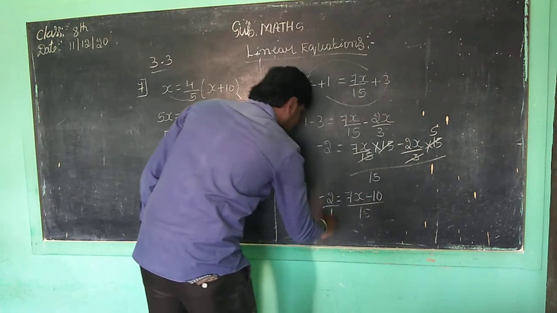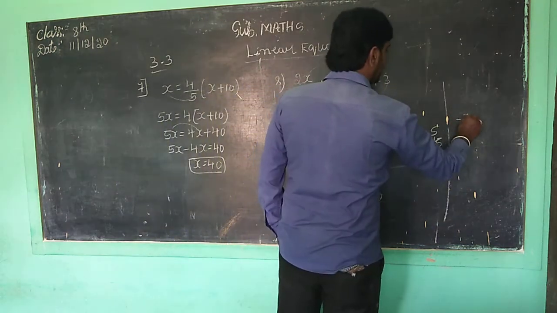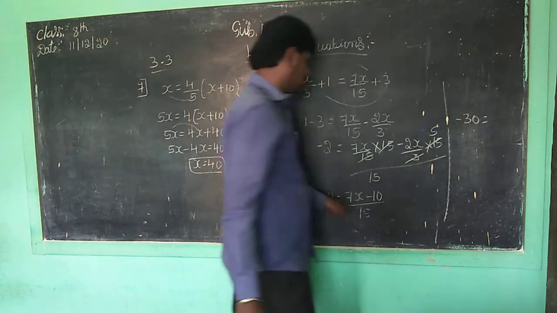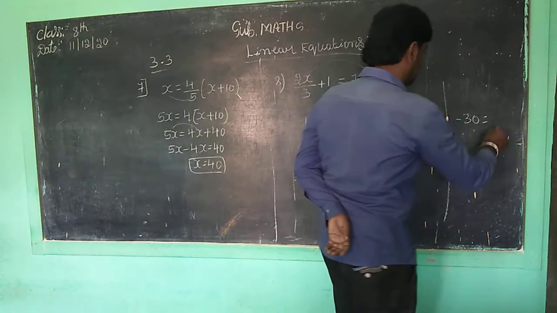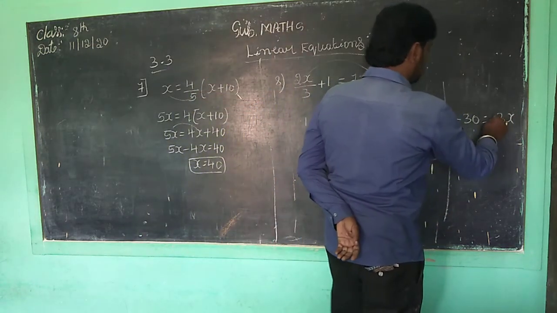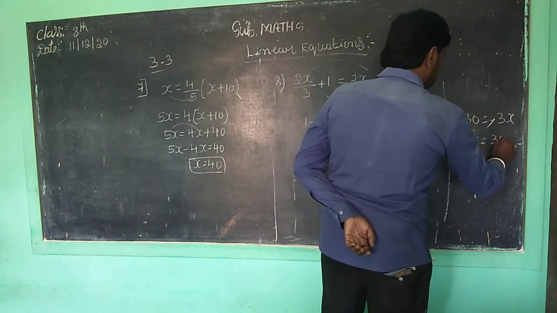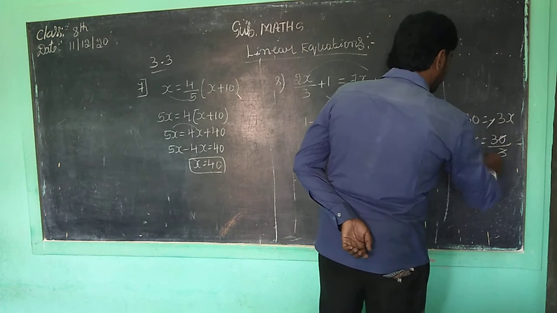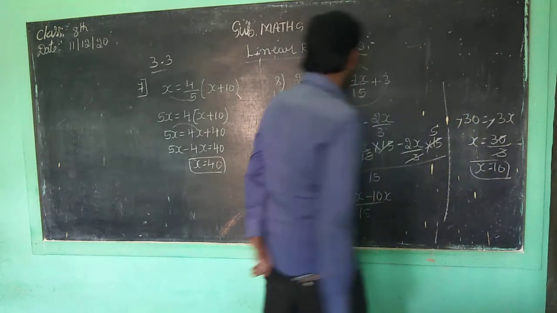You want to cross multiply, children. 15 2s are 30 minus 30 is equal to 7x minus 10x means minus 3x. Minus minus cancel. x is equal to 30 by 3. x is equal to 10. See, children, this is the question.